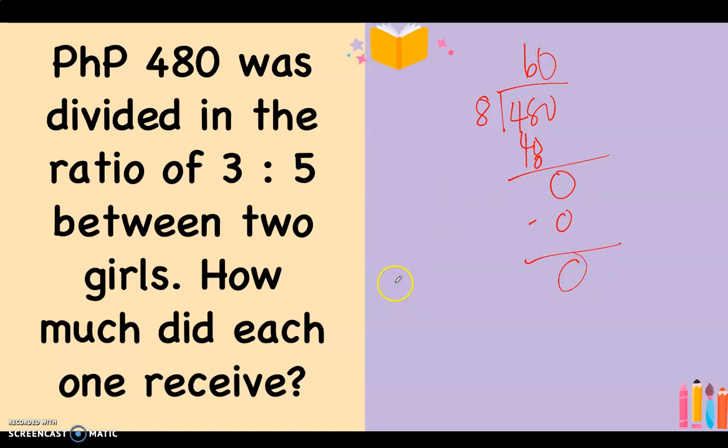We can now multiply each term. 3 times 60 is 180. Then we have 5 times 60 equals 300. So, the first girl will receive 180 pesos and the second girl will receive 300 pesos. And if you get the total, we have 480 pesos.